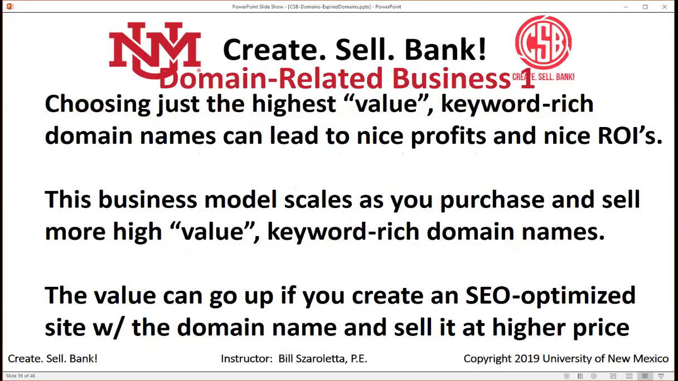So choosing just the highest value, and value is the algorithm valuation, keyword-rich domain names can lead to nice profits and nice return on investments. So this business model scales as you purchase and sell more high-value keyword-rich domain names, because you take your profits and you roll them back in, and you can buy more domain names at $12 and sell them.